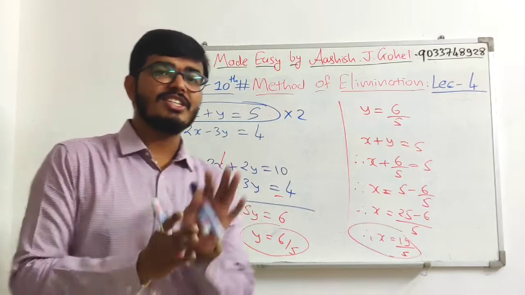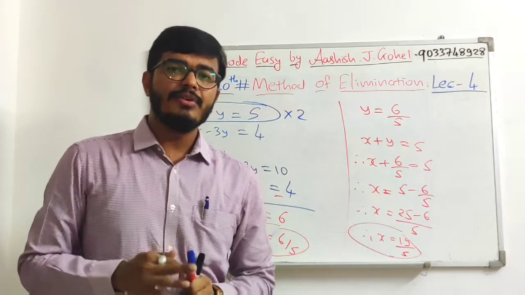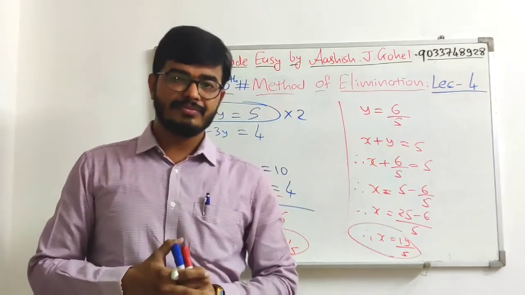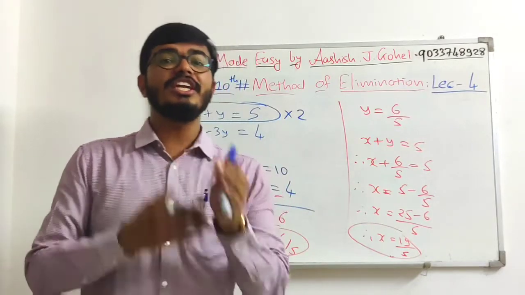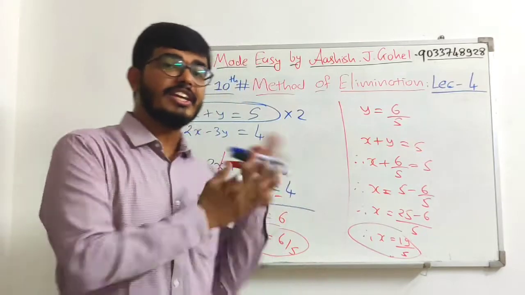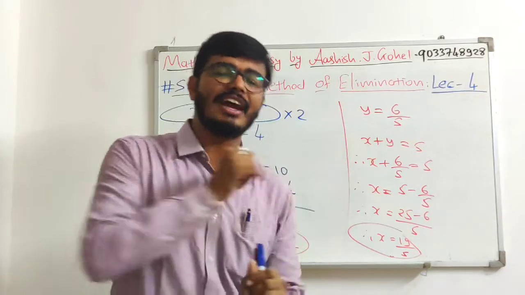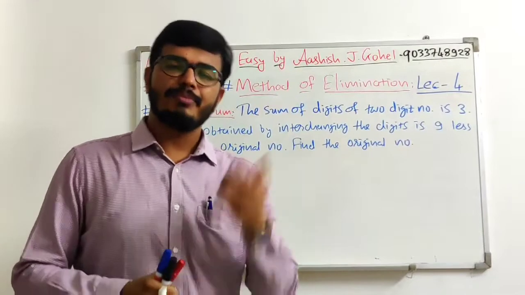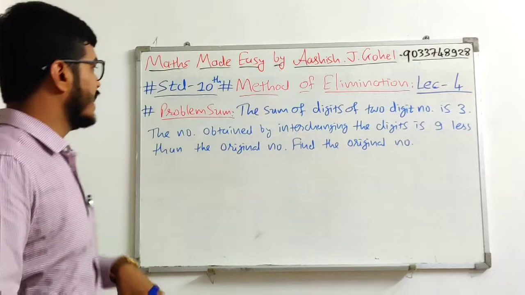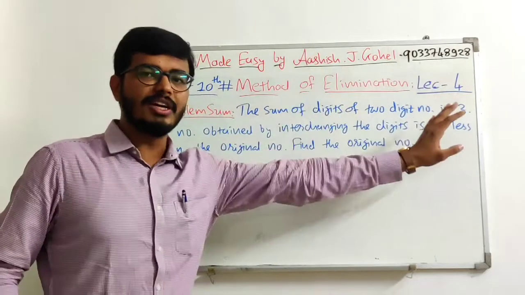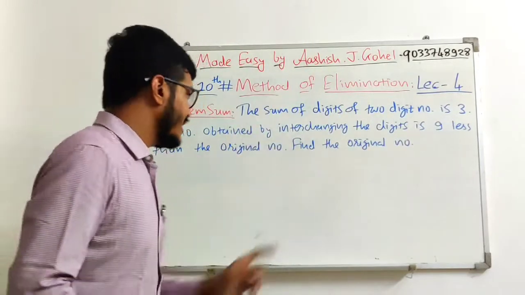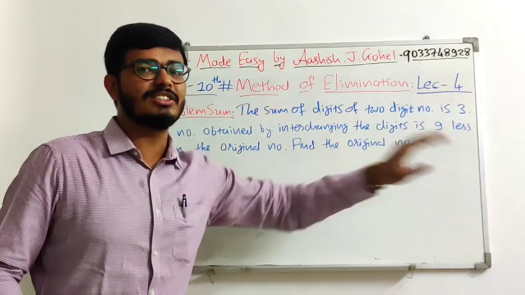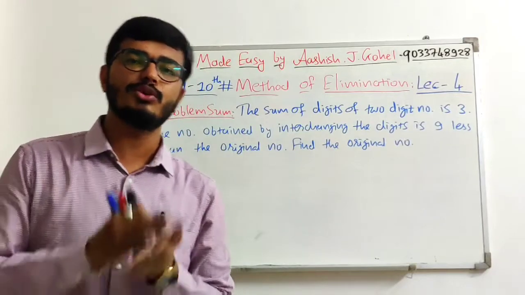Okay, so this was the simple type of sums. Now we have one more type, and that is problem questions. In that you need to generate your equations with the help of given data. So let us discuss that now. The problem question is like this. The sum of digits of a two-digit number is 3, and the number obtained by interchanging the digits is 9 less than the original number. Then we need to find out the original number.